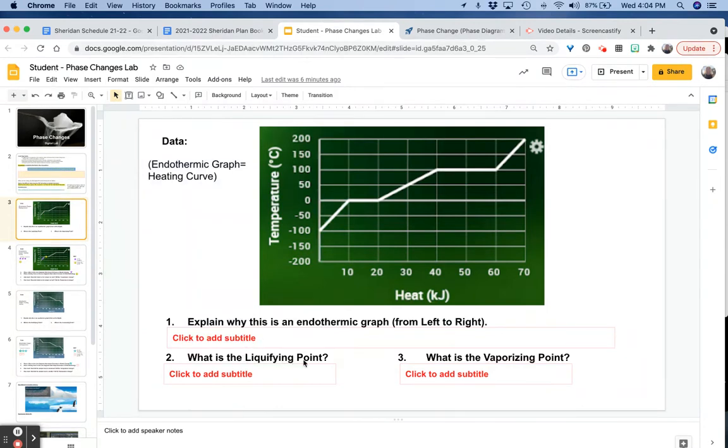And then what is the liquefying point? We've been referring to it in class as a melting point. When does that solid become a liquid? What is the vaporizing point? When does this solid turn into a gas? Or when does this solid turn into a liquid and then to a gas, the vaporizing point?